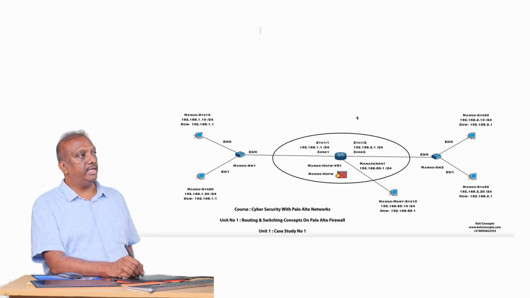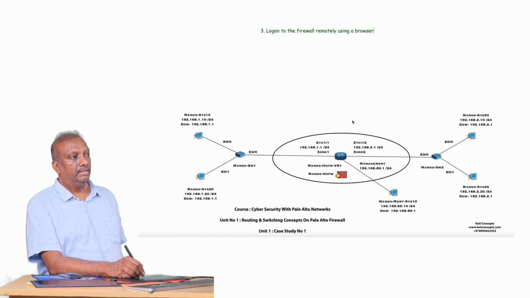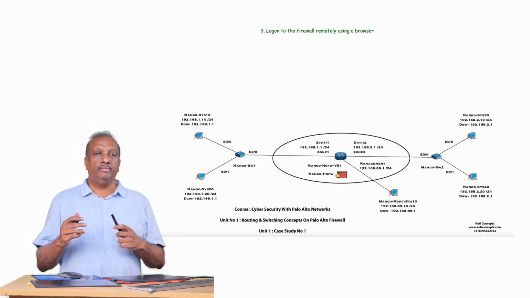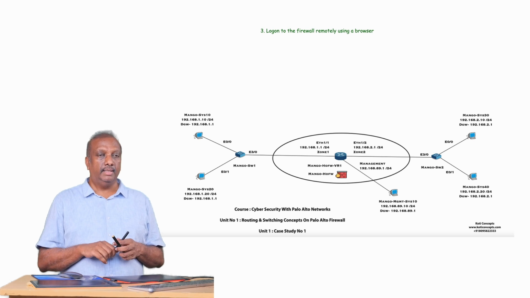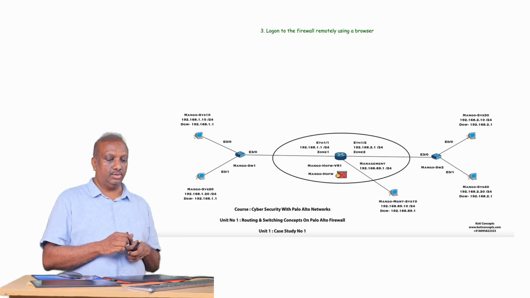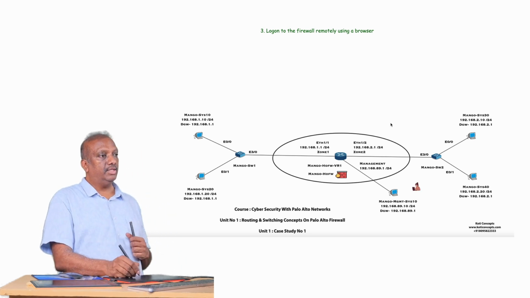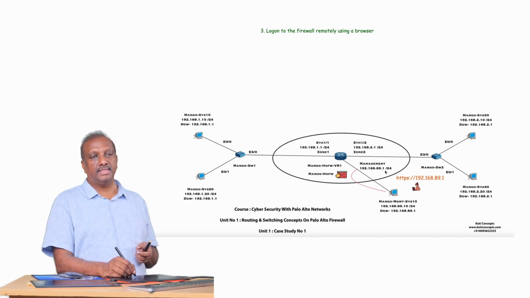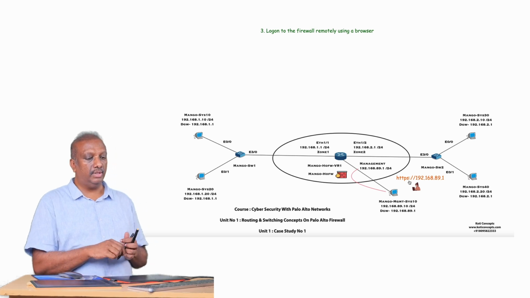Now let us see what task number 3 is. Once we assign the IP address to this firewall, we should be able to log on to the firewall remotely using a browser, right? So where do we sit now? Sitting on this system, the Mango Management System, I would like to talk to the firewall using the IP address that I gave to the firewall. How do I do that now?